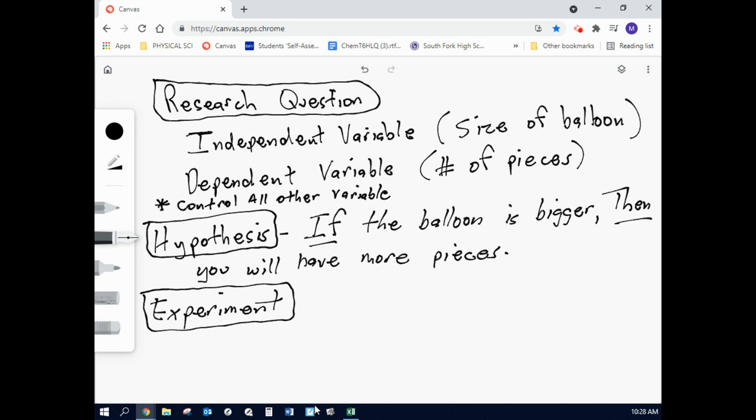Okay, so that's how you make a good experiment. And the other name for an experiment is a test. Okay, test, experiment.